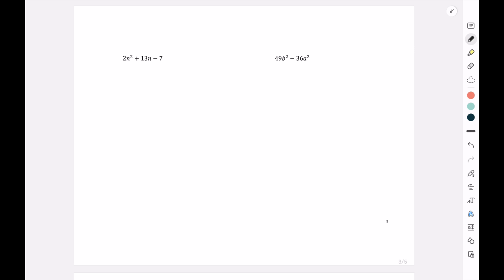So first we're given 2n squared plus 13n minus 7. Since we can't pull out a greatest common factor first, we're able to use one of the 3 term methods. I'm going to use the AC method. So we have an a of 2, a b of 13, and a c of negative 7. If we multiply the a and the c, we get negative 14, and the factors need to add up to a b of positive 13.